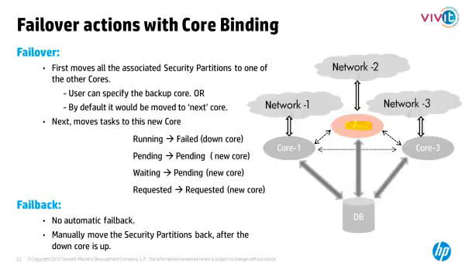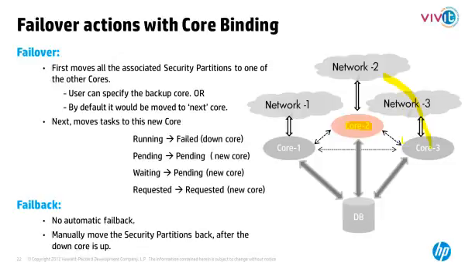The first thing we need to do is move the security partition to either core 3 or core 1, and you can specify that in options. In the R6 option, you can specify the backup core for core 2. But remember, let's say you set core 2's backup as core 3. That means core 3 should be able to access network 2 also.